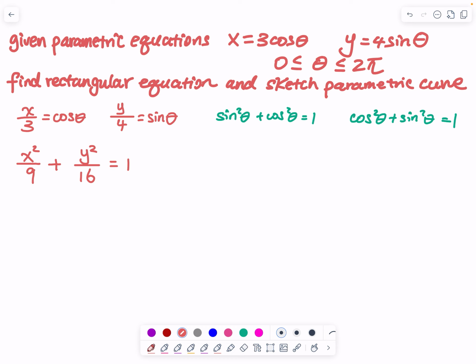So the theta is gone instantly. The theta was a parameter. Now the theta is gone. This is back to a rectangular equation, and I call this the standard equation of an ellipse.